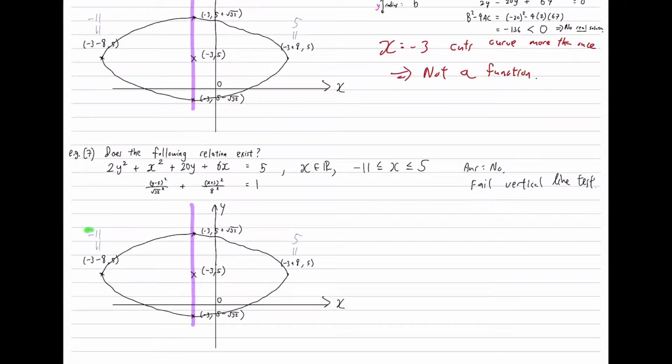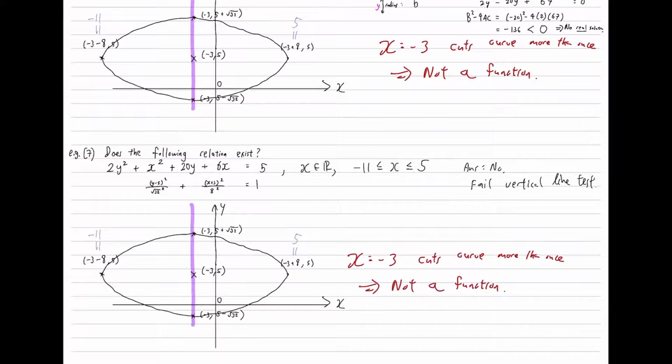Now it goes from -11 to 5. It's still not a function. Even though the domain got restricted, it is still not a function. Why? Because it still fails the vertical line test. So I can copy and paste your reason.